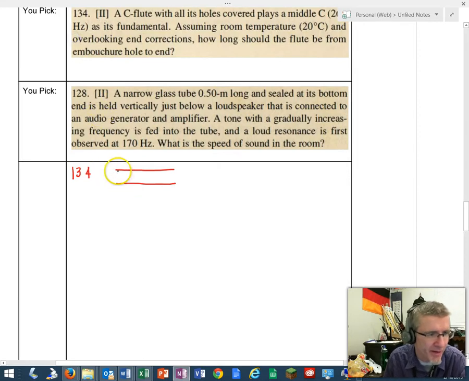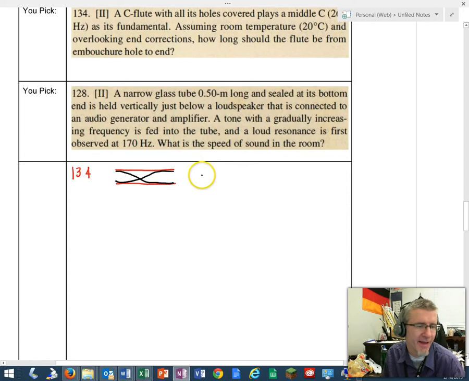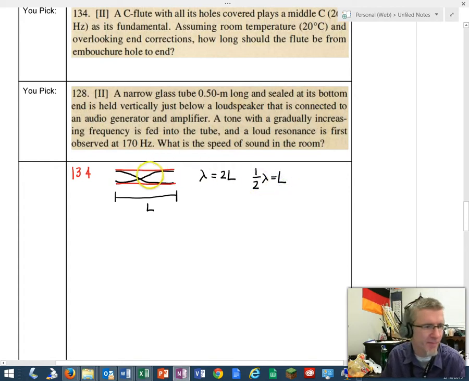So the wave that winds up being generated in a flute looks like this. This is like the pressure distribution or function inside the tube. And so what we know is that if the tube is L long, the wavelength of the wave is actually twice the length. In other words, only a half a wavelength fits in the tube.